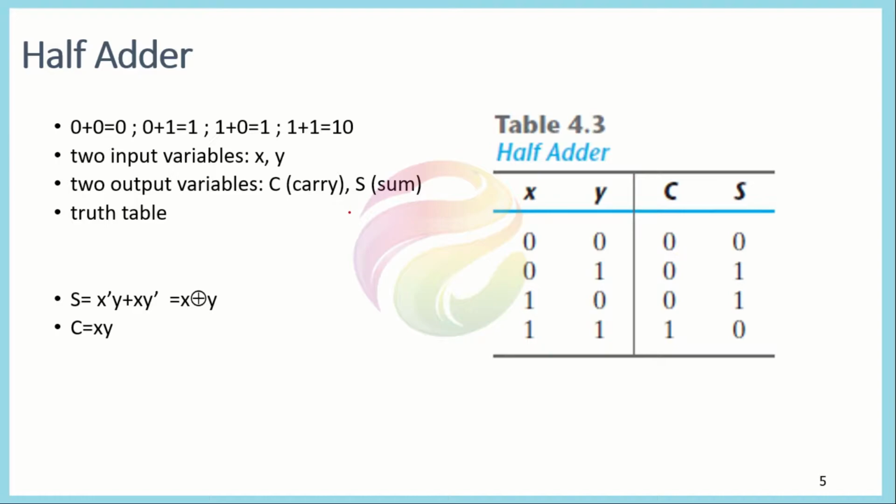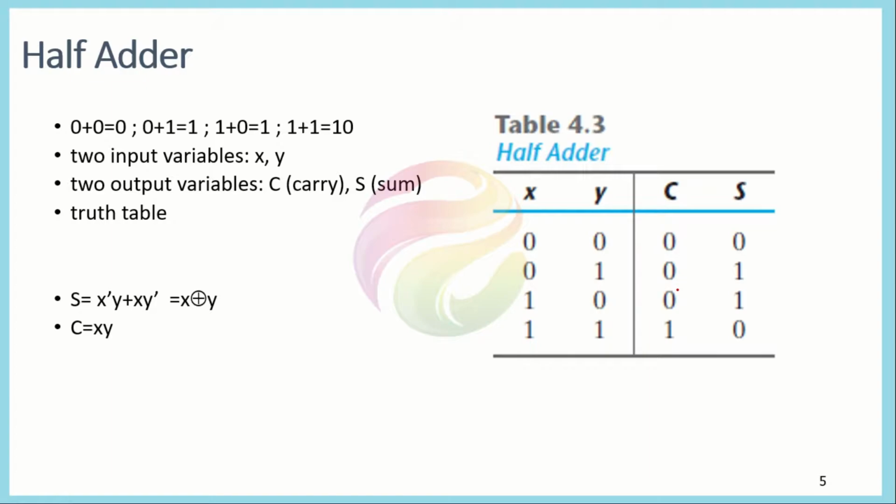Now we will try to design a hardware for this system. If you see the truth table for this one, it's very easy. We have already seen that if you have two inputs x and y, we get the result in two bits, sum and carry. When both of them are 0, we get sum equal to 0, and it also generates a carry equal to 0. When any one of them is 1, then we get sum at the output.